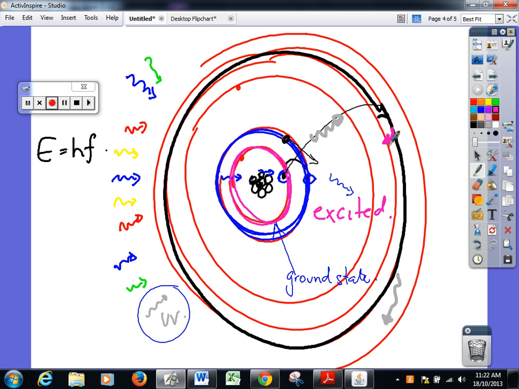Imagine it just jumps down a little orbit. It can give up a photon for that orbit, and that photon might be a red photon. Then it might jump down to that level there and give off a green photon. So it might take in a UV photon, and as it goes down each orbit, it only gives off the amount of energy that it needs to drop down to the next orbit down. Does that make sense?